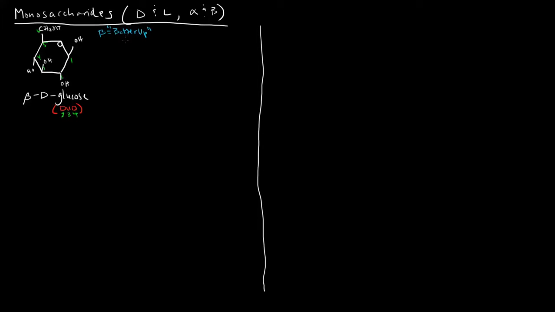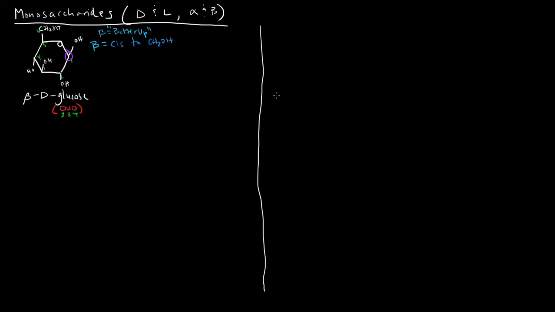That's specifically for the D form, right? But the technical definition of beta is that the OH on the anomeric carbon, which is this carbon, right? That OH is going to be cis, or on the same side, to the CH2OH. They're both on the same side. They're both up. Okay.